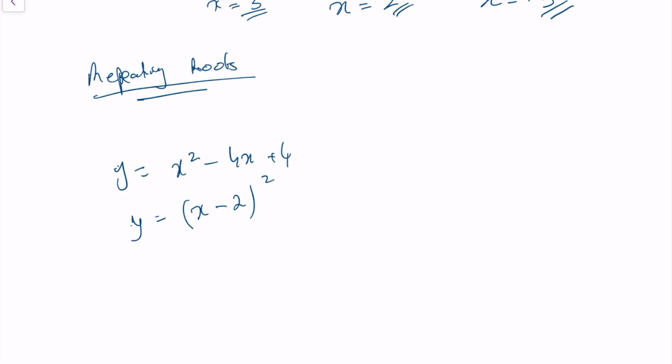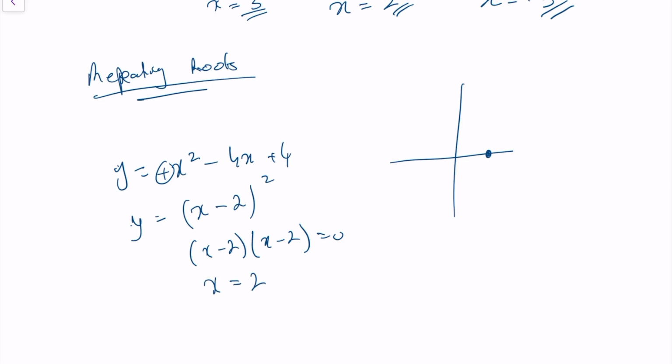This is a positive U shape because the coefficient of x squared is positive. And the root of this is going to be where? It's going to be at positive 2, because if I factor this, x minus 2 and then x minus 2 equal to 0, therefore x is going to be equal to 2 or 2, obviously. So there's just one solution for this.